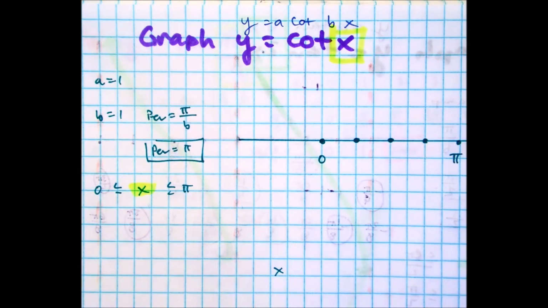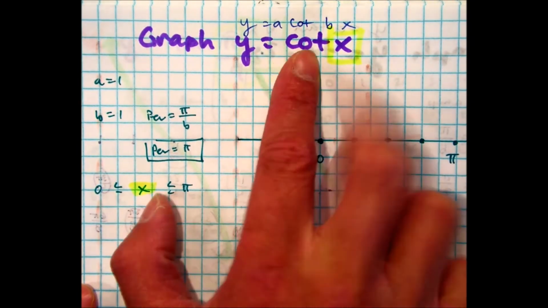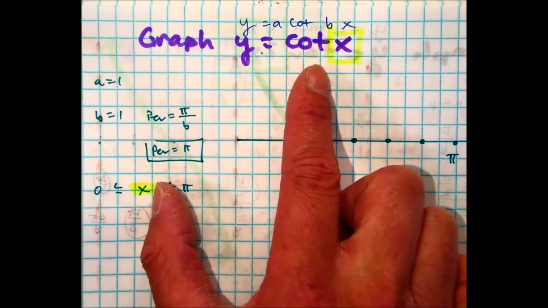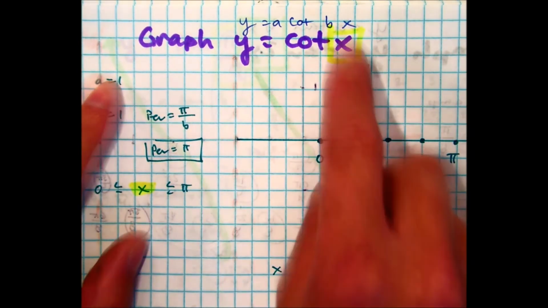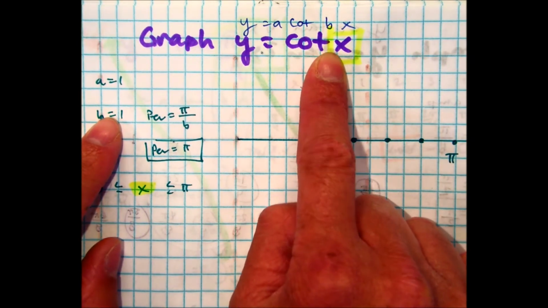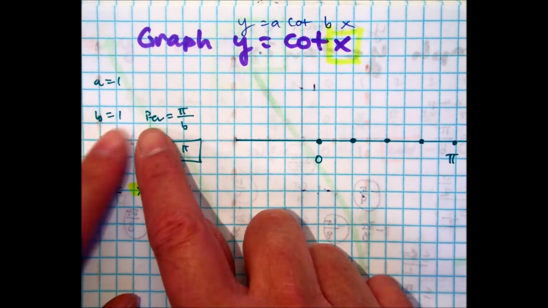Alright, let's go over this. We're asked to graph y equals cotangent of x. Cotangent might seem a little bit intimidating because we haven't done a cotangent. It's just like tangent. You're going to find your a value, your b value, which is in front of your x. And remember, cotangent, just like tangent, has a period of pi.